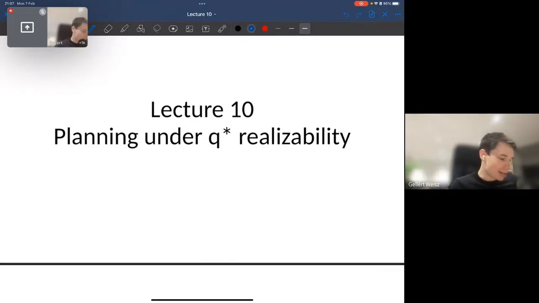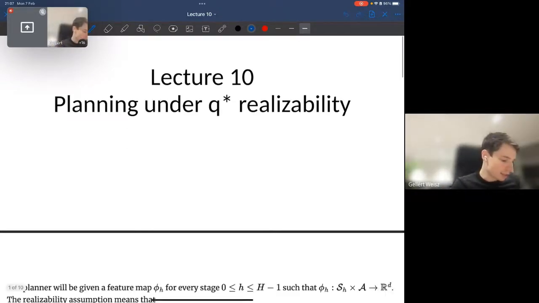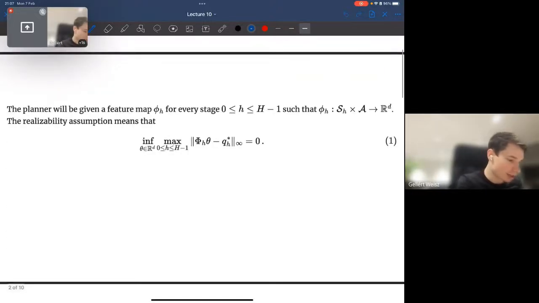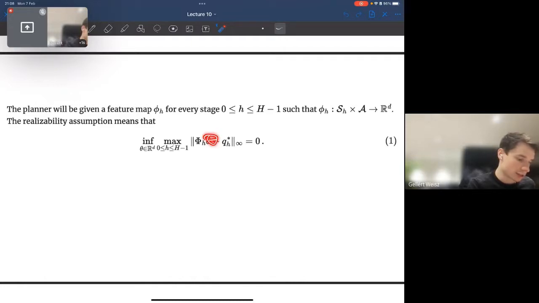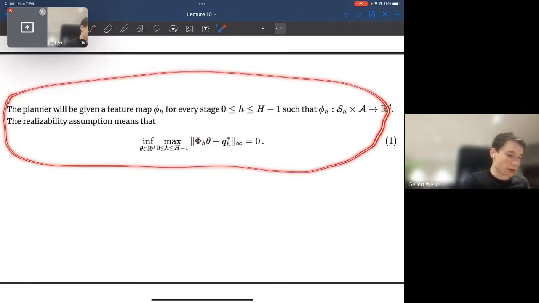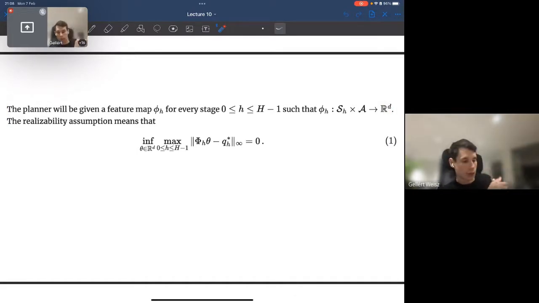We're gonna talk about this thing called planning under Q-star realizability, and this is the short name of it. To expand a little bit, here we have this assumption that you have features such that there exists a theta such that the product of the feature and the theta is exactly Q star. So for all states and all actions, you have features, and there exists this hidden theta, a d-dimensional vector. All you've got to do is learn this d-dimensional vector, and if you learn that, then you know all of Q star everywhere.